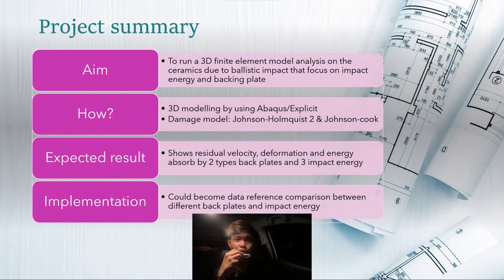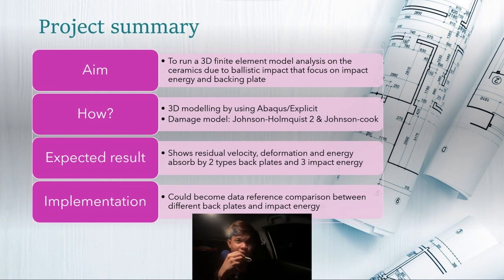So, for my project summary, ceramic is one of the hard materials widely used in armor systems to protect the body from getting hit by projectiles. However, in terms of toughness, ceramic is very brittle and easy to crack. So, the aim of this study is to develop a 3D finite element model analysis of ceramics under ballistic impact, focusing on impact energy and backing plate.